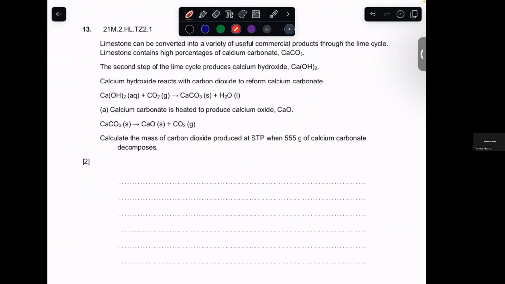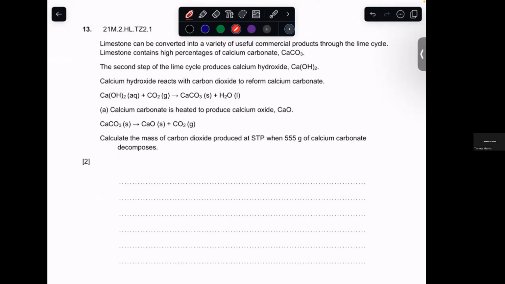All right, moving on to the long answer questions. Limestone can be converted into a variety of useful commercial products through the lime cycle. Limestone contains high percentages of calcium carbonate. The second step of the lime cycle produces calcium hydroxide. Calcium hydroxide reacts with carbon dioxide to reform calcium carbonate, as shown by the equation, and then calcium carbonate is heated to produce calcium oxide. Calculate the mass of carbon dioxide produced at STP when 555 grams of calcium carbonate decomposes.